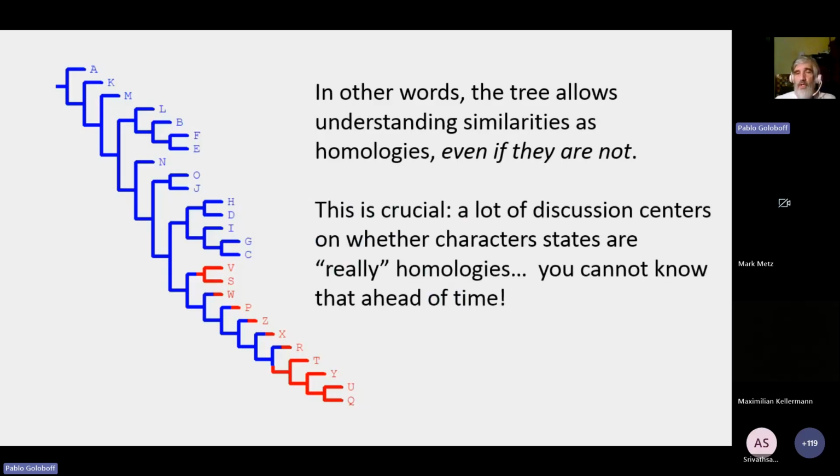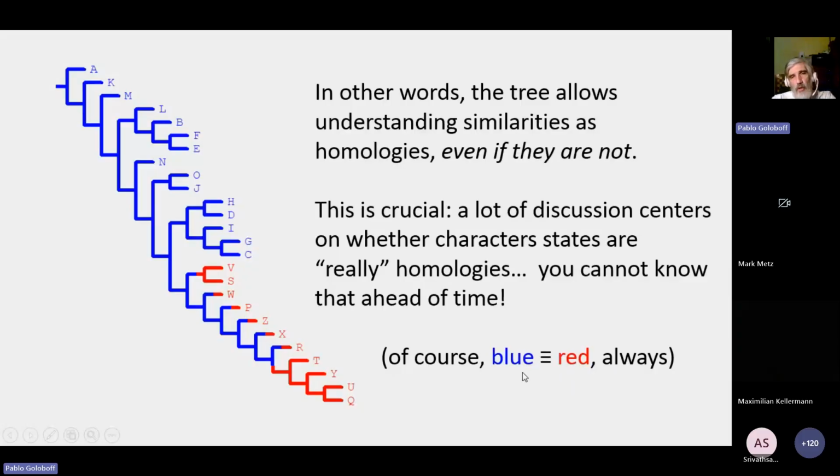This is crucial in terms of the justification for parsimony, because a lot of discussion centers on whether character states are really homologies, and you cannot know that ahead of time. The tree is the device that allows you to think of the maximum possible number of similarities as if they were homologies, even if they are not. But the tree you use to explain observations. And one more thing is that, of course, blue and red are always homologs, because any red you are going to have in here is going to be, in some part of the tree, a transformation from the original blue.